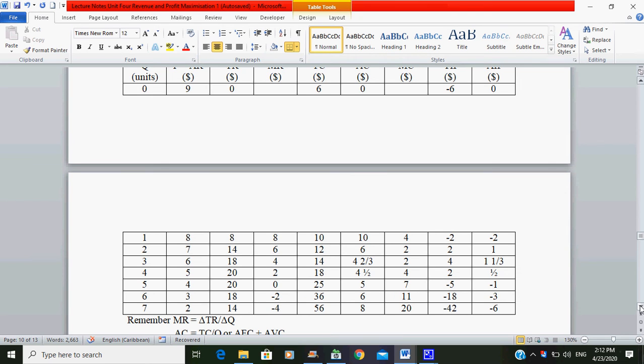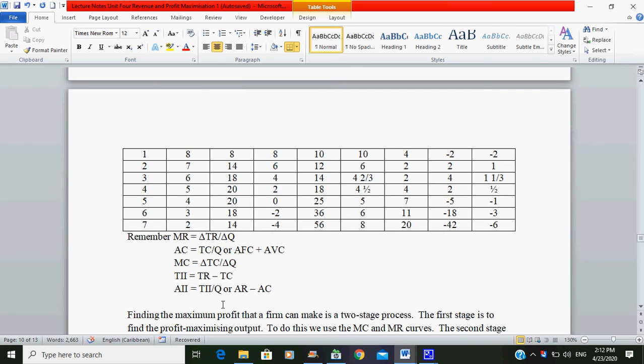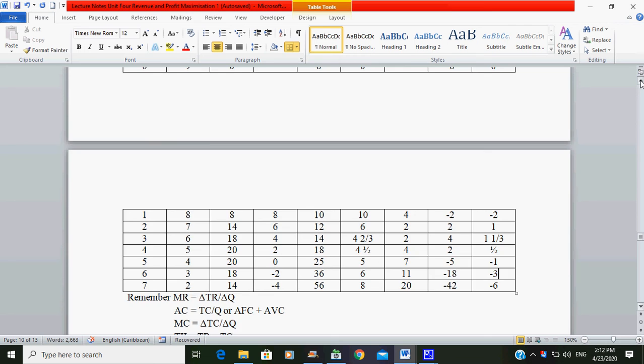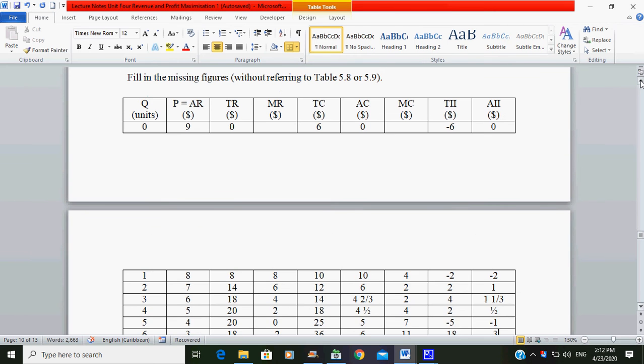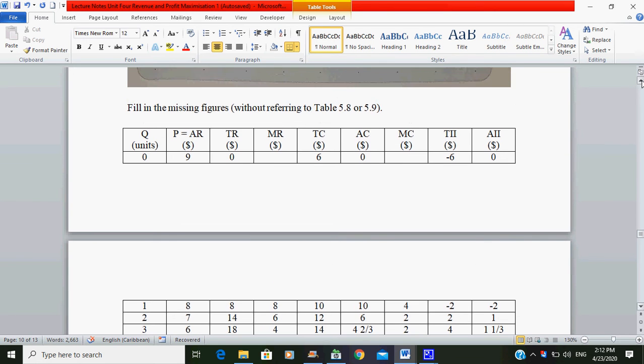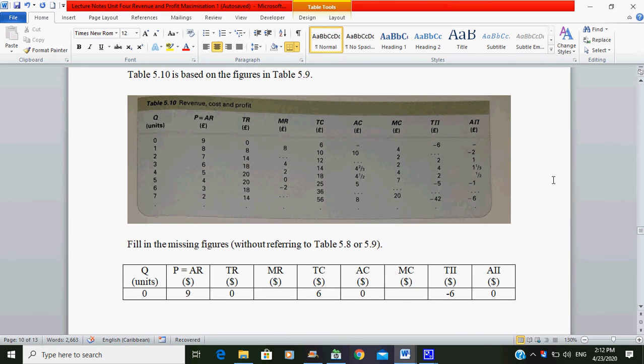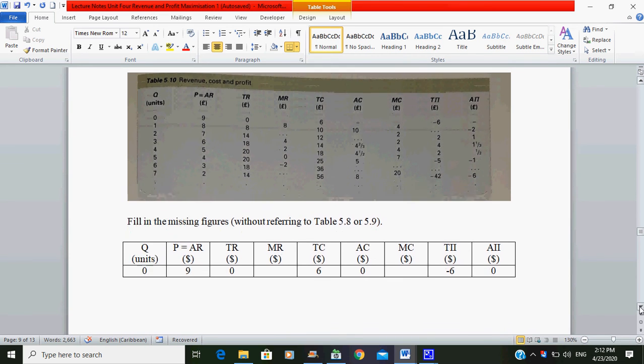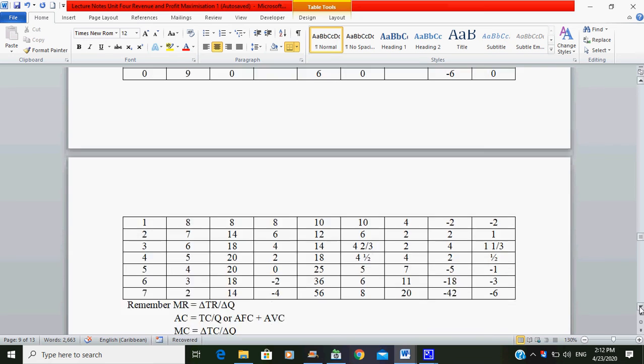Alright, that's that for that. So pause the video, write the formulas down, please, folks. Pause the video, draw this off. Pause the video, write this down for me, please, folks.